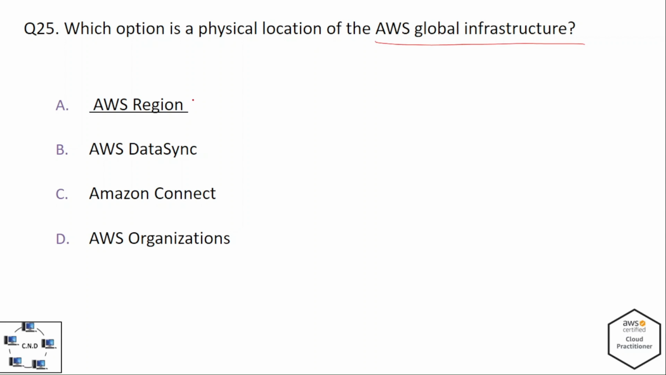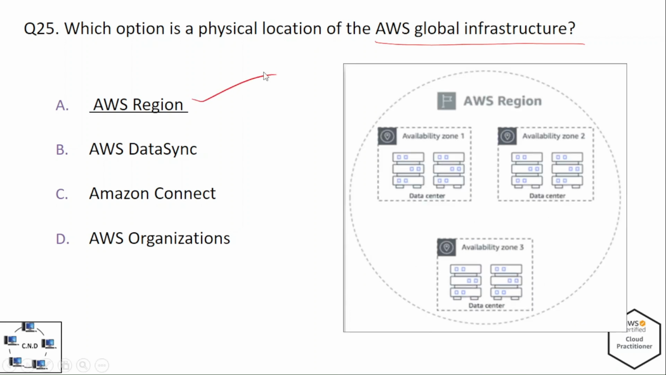And the correct option is, of course, AWS region. And this is a diagram of the AWS region. So this is one region. Inside a region we have multiple availability zones, and inside an availability zone we have physical data centers.